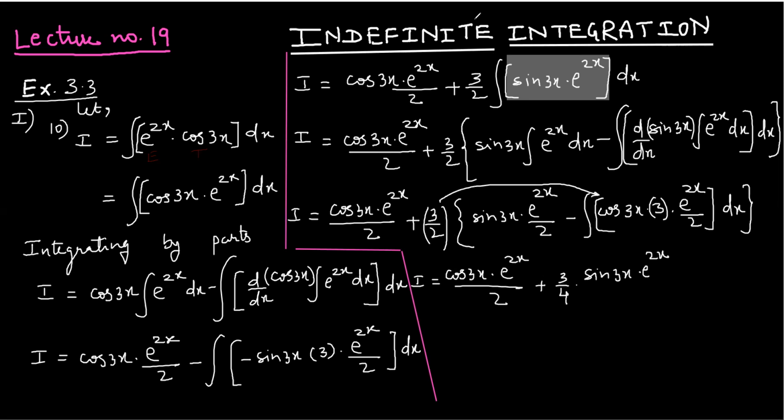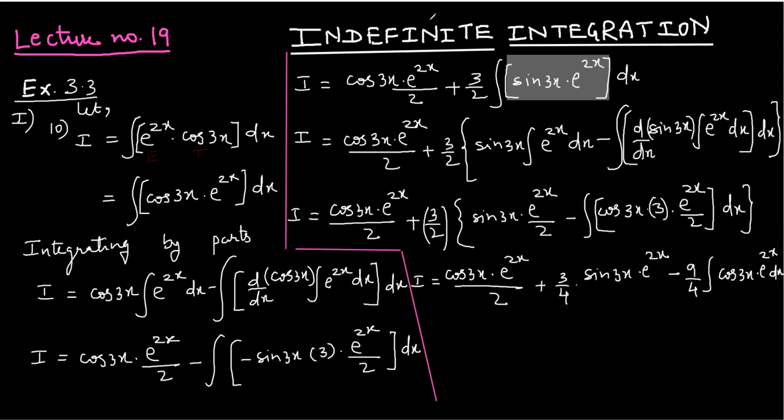Now, what you notice here is that we are going to get 3 upon 2 outside for this integral. This 3 upon 2 will come outside the integration, and when it multiplies this 3 upon 2, it becomes 9 upon 4. So I get here negative, and definitely negative because this is positive, 9 upon 4 and integral cos 3x into e raised to 2x dx.